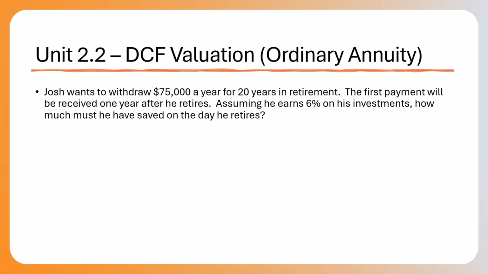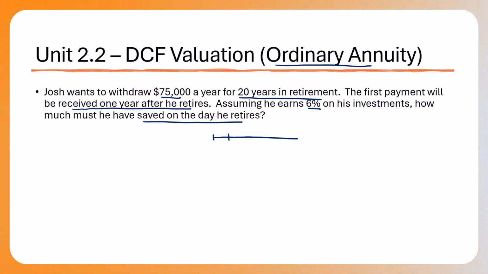All right, next question. Josh wants to withdraw $75,000 a year for 20 years in retirement. I'm not necessarily going to draw this timeline because it would be a really, really long timeline. The first payment will be received 1 year after he retires. Assuming he earns a 6% rate of return on his investments, how much must he have saved on the day he actually retires? Just briefly, again, this is an ordinary annuity.